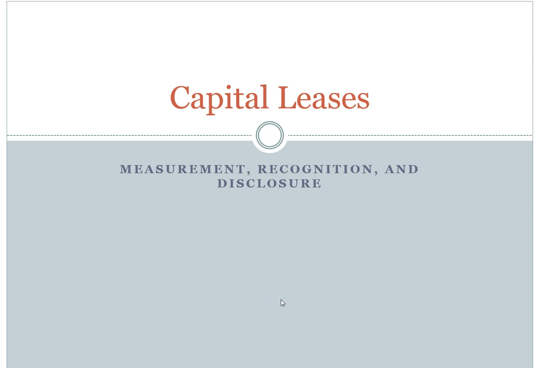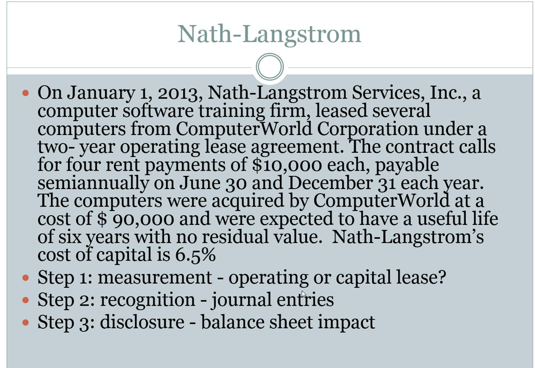Okay, so in this video we are going to talk about capital and operating leases. Let's take the first set of data here. We have a company, Lease, that is going to lease some computer software, and we've got the basic terms of the operating lease here. It's a 2-year operating lease agreement. Contract calls for 4 rent payments of $10,000 each, with the payments being made semi-annually, June 30th and December 31st.